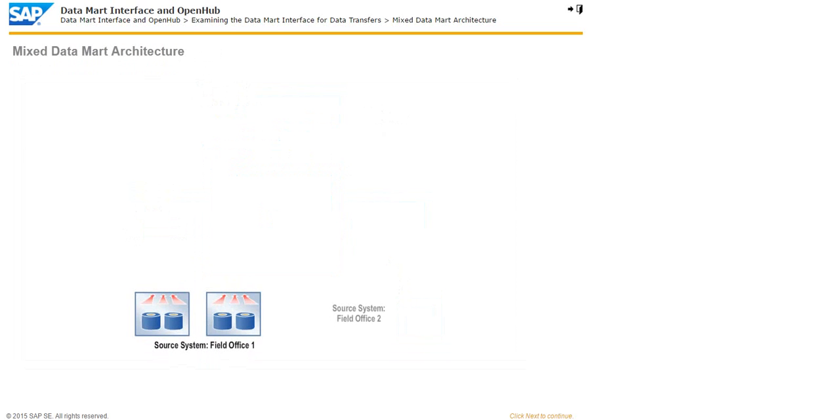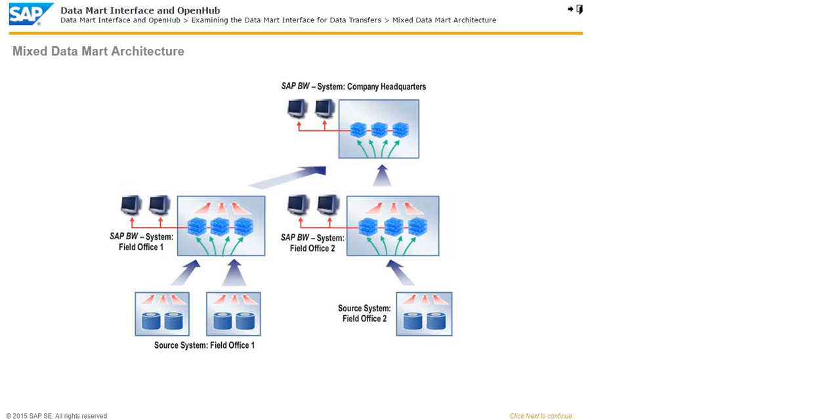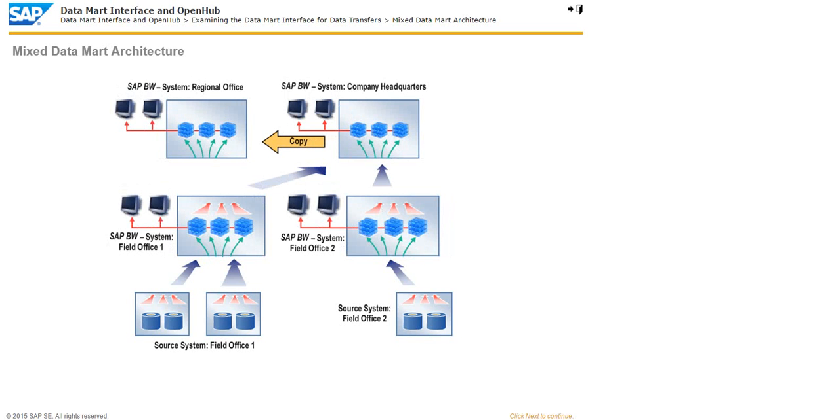The figure illustrates a possible business scenario. Two SAP BW systems in branch offices 1 and 2 serve as data marts. They transfer selected data to a central SAP BW system. The central SAP BW system transfers replicated data to the regional SAP BW system. The Data Mart architecture described in the figure illustrates the following advantages of the Data Mart interface.